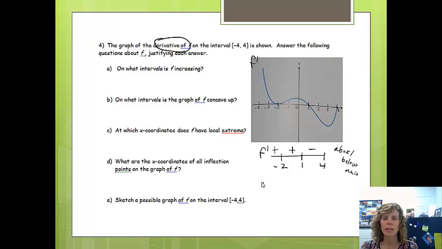Now to get my f double prime chart, if this is f prime, f double prime is the derivative or the slope of that. So I'm going to be looking at the slopes. My slopes are negative until I get to -2. Then my slopes are positive until I get to 0. Then my slopes are negative until I get to 3. And then my slopes once again are positive till I get to 4. So now I have an f prime and an f double prime chart. I really don't care about the picture anymore, and actually I think it's more confusing to look at the picture after that. Once we have this, we have all the information that we need to answer the question.